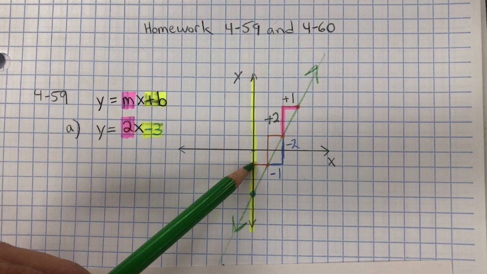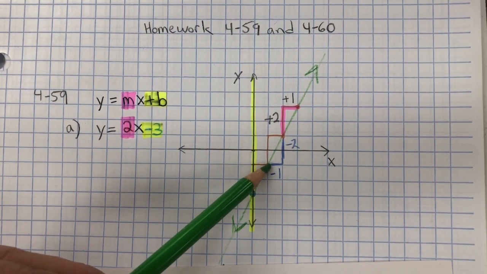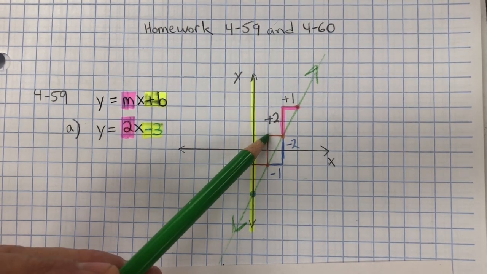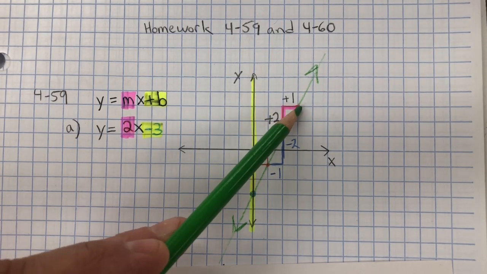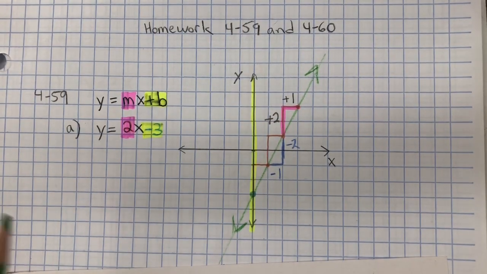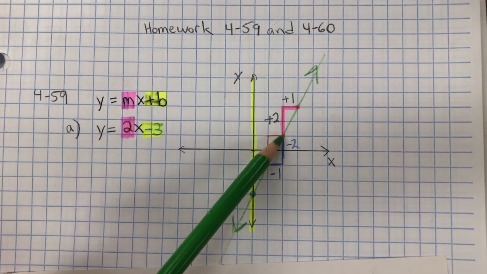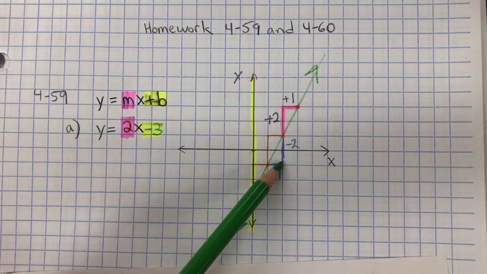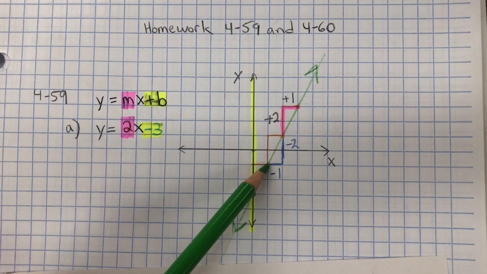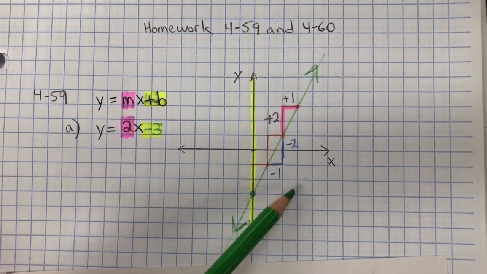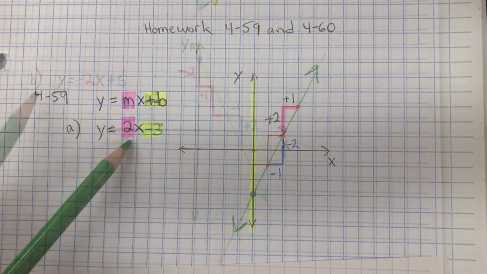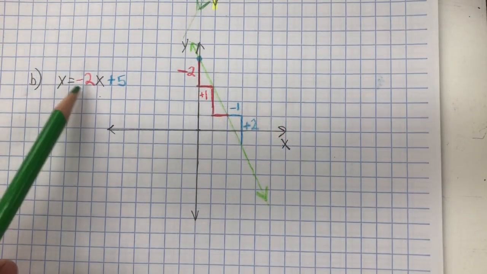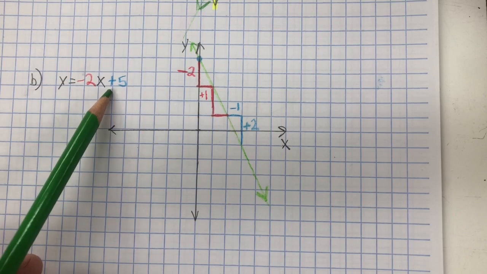Up 2 on the y, 1 on the x. Up 2 on the y, 1 on the x. You could also do -2 on the y and -1 on the x, because -2 divided by -1 is also +2. For problem B, y equals -2x plus 5.